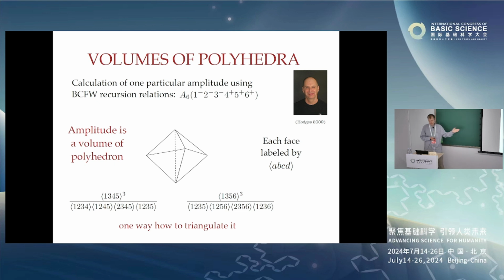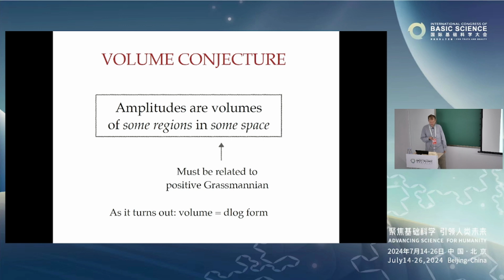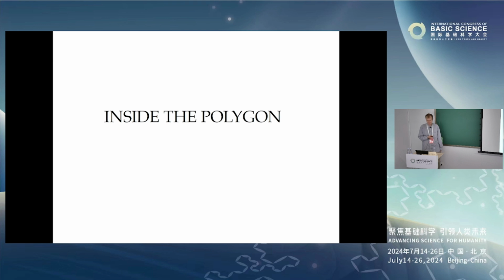So the amplitude is the volume of this particular polyhedron in this case. And these recursion relations were one way to triangulate it. So there was this general idea since then that amplitudes are volumes of some region in some space. But his original idea didn't generalize to anything beyond here. But the generalization to the Grassmannian eventually led to the amplituhedron, generalizing it to all tree-level amplitudes and also these loop integrands.